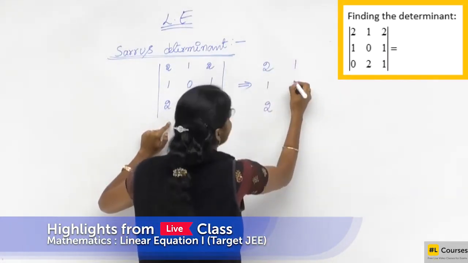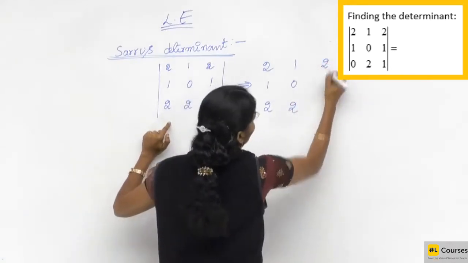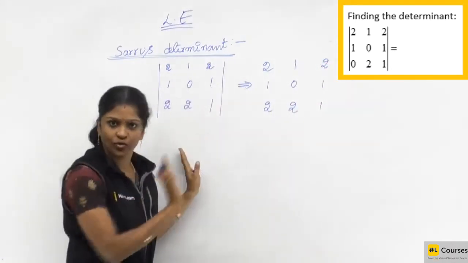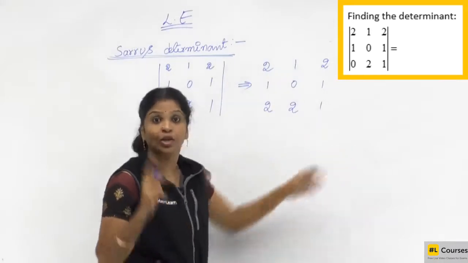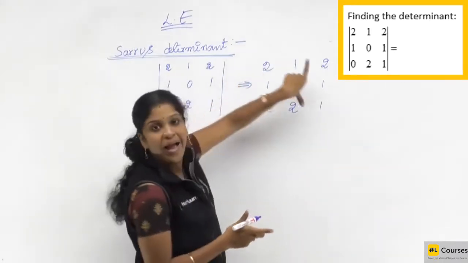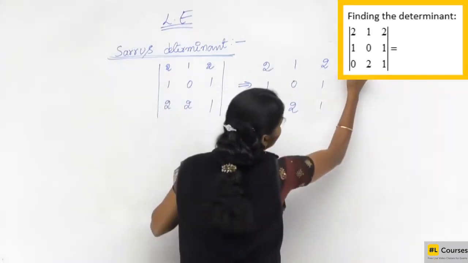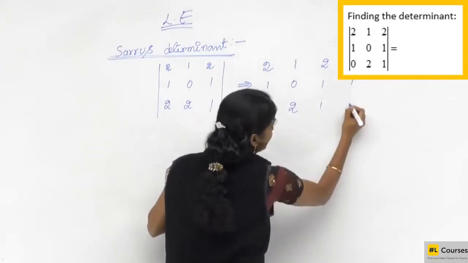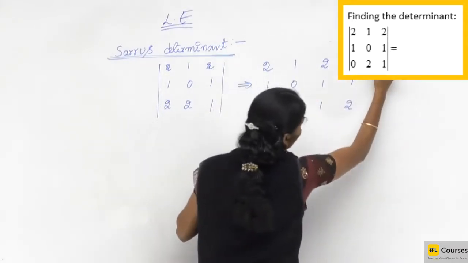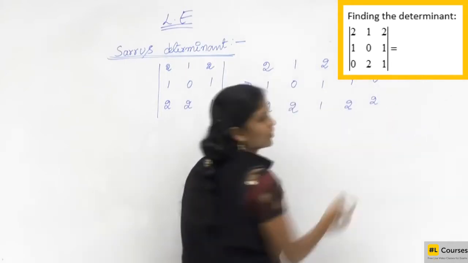212, 102, 211. 3 rows finished, right? Again you repeat twice the first column and the second column. Please concentrate. The first column is 212. The second column is 102.